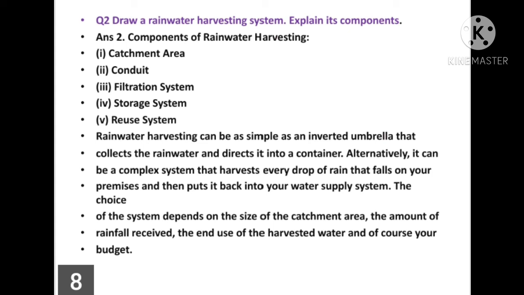Rainwater harvesting can be as simple as an inverted umbrella that collects the rainwater and directs it into a container. Very simple process. Alternatively, it can be a complex system that harvests every drop of rain that falls on your premises and then puts it back into your water supply system. The choice of the system depends on the size of the catchment area, the amount of rainfall received, the end use of harvested water, and of course your budget.